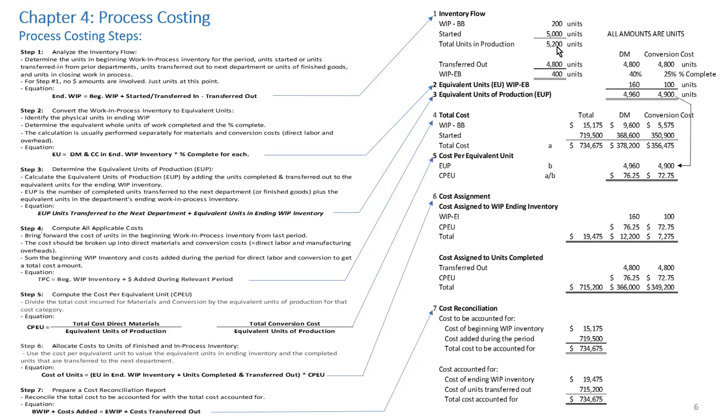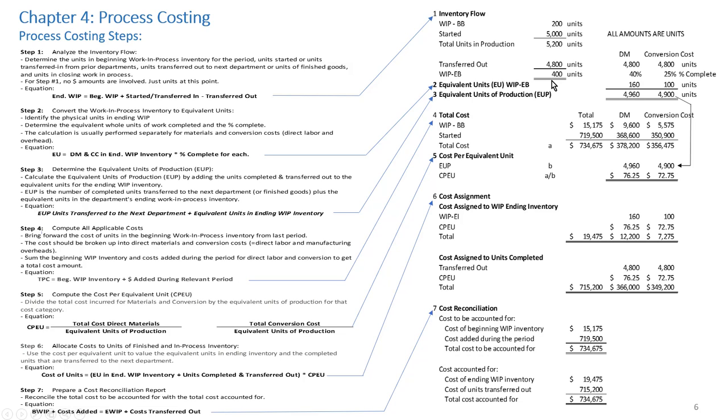We transferred out 4,800 units. Those represent the units that we completed. So if we had 5,200 units in production and we transferred 4,800 out, our ending balance for work in process inventory is 400 units. Make sure you understand that in this step, no dollar amounts are involved. We're just trying to figure out how many units we have in that work in process inventory.